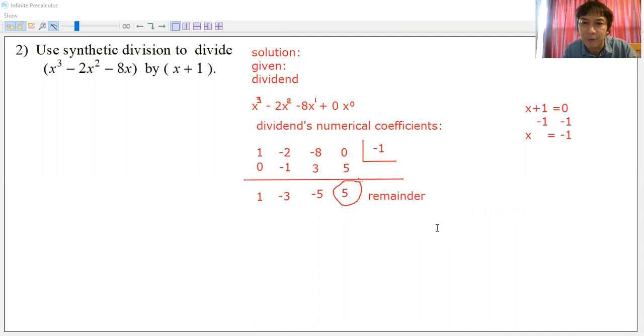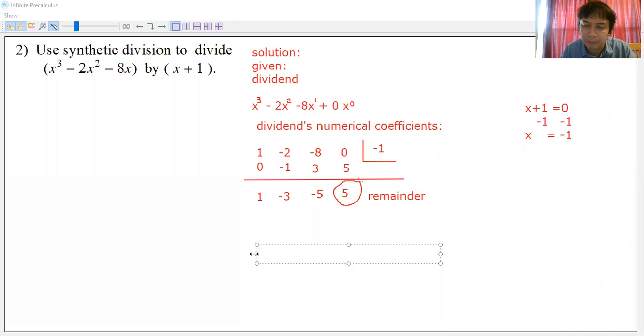There, okay? All right, how about the result? The result, of course, will be 1 degree lower. So from x cubed, these will be the coefficients of x squared, x, and of course a constant, plus a fraction. That would be 5 over the divisor. So our answer will be written this way.